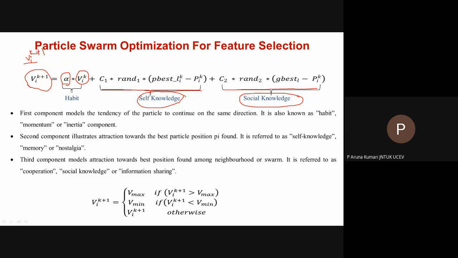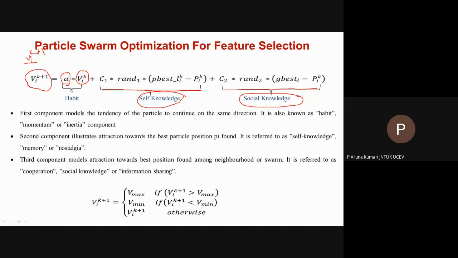And we have cognition and social parameters. C1 is the cognition parameter or memory parameter, and C2 is the social parameter, which are also constants, which have an impact on the convergence speed of the algorithm. How fast the algorithm will converge to the global solution will be decided by C1 and C2.